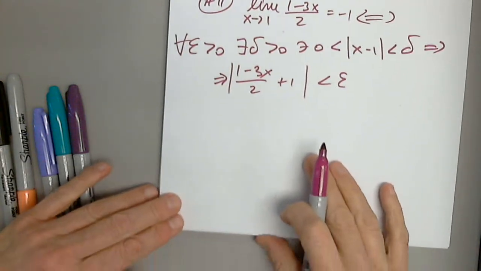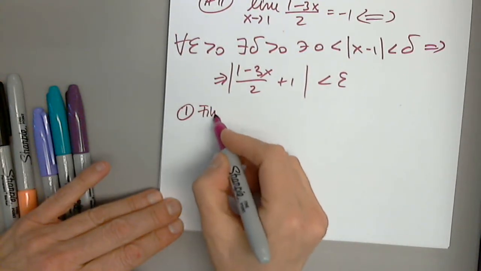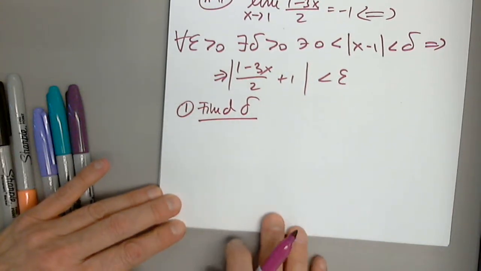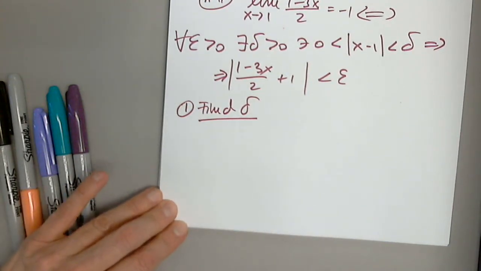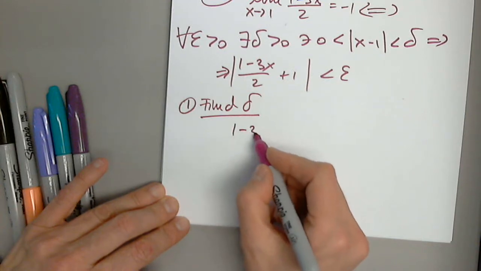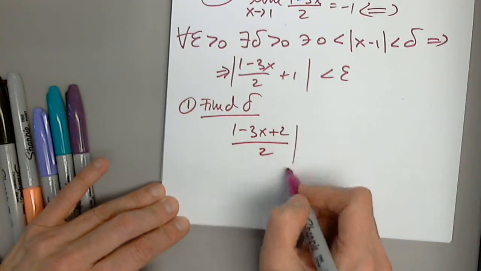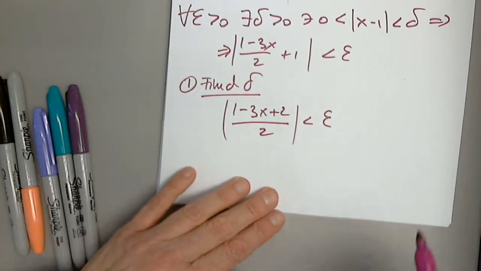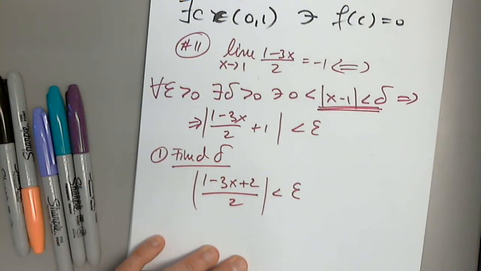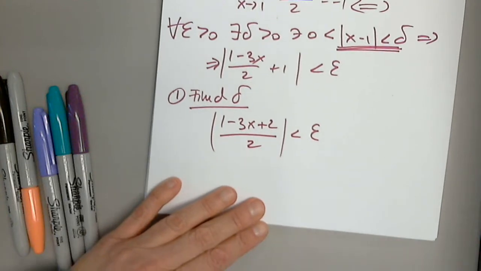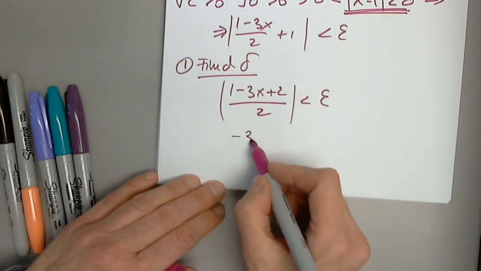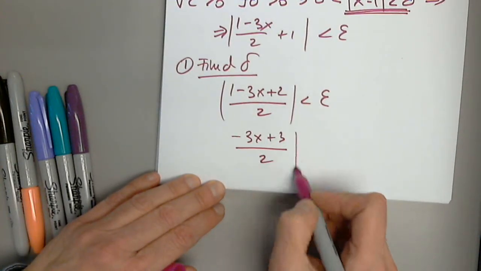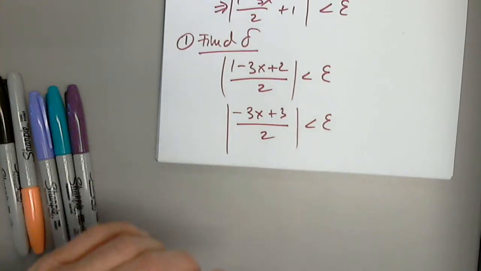So there are 2 steps. Step number 1 is find delta. This is the step, and I have to write that. Number 1, find delta. And then 1 minus (3x plus 2) divided by 2, I have to find the least common denominator. And you know what we're after. So then we have |-3x plus 3 over 2| less than epsilon.